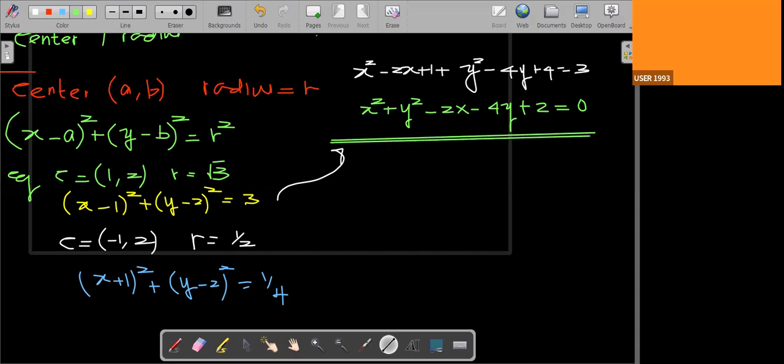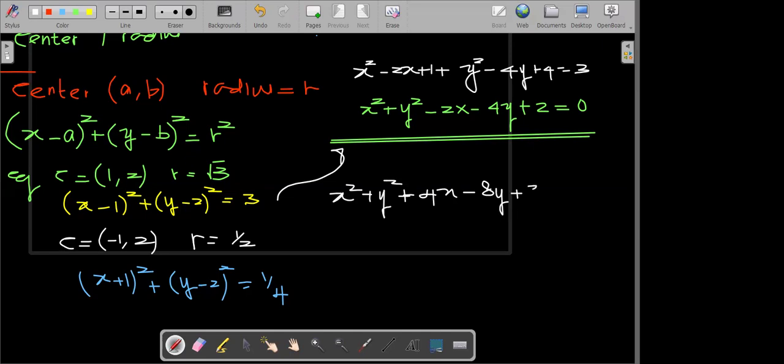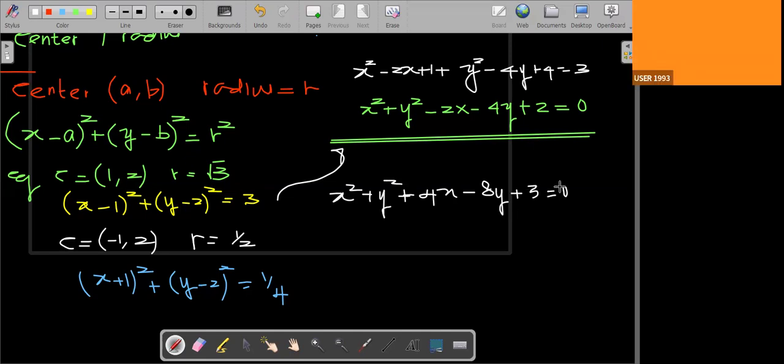Let me quickly go through an example where the questions can be the other way around. For example, say it's x squared plus y squared plus 4x minus 8y plus 3 is equal to 0. Then it's a circle's equation.